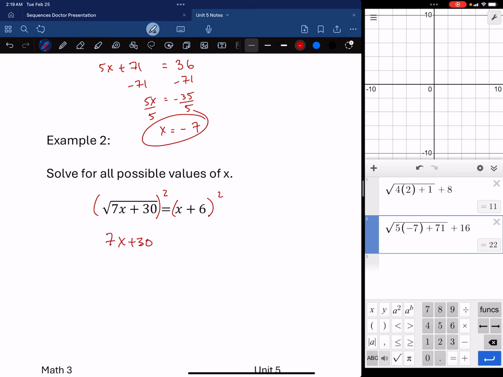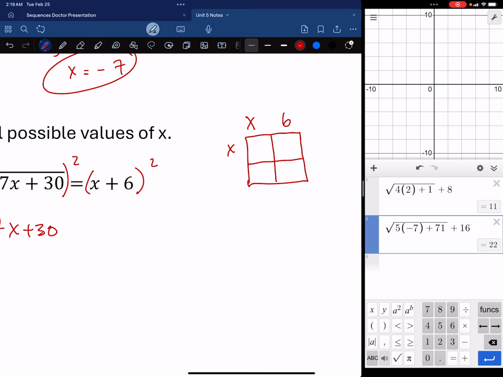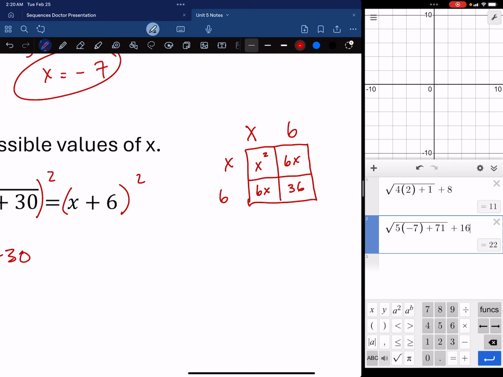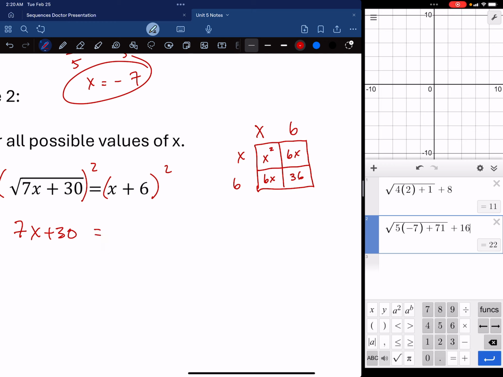On the right hand side, I'm going to use my box method to help us out with this. I'm just going to make a 2 by 2 box because I'm doing a binomial times a binomial. We have x plus 6, x plus 6. X times x is going to be x squared, 6x, 6x, positive 36. So we're going to be left with x squared plus 12x plus 36. Again, that's where I got that 12x, just adding these two together.